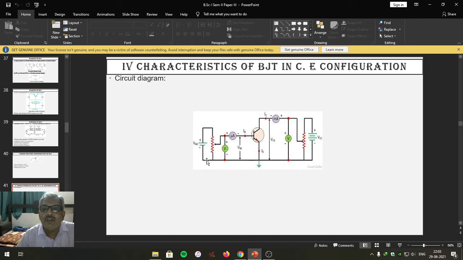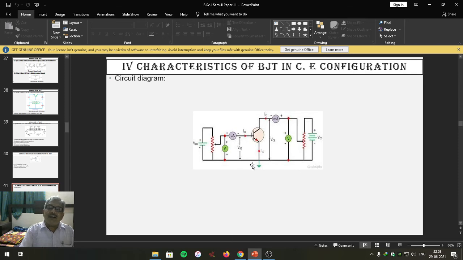So that's why the configuration is referred to as the common emitter configuration. In consequence, we can say we are applying input between base and emitter, whereas we are getting the output across collector and emitter. This is also the reason why we call the configuration a common emitter configuration. In one sentence, the BJT is used in common emitter configuration.